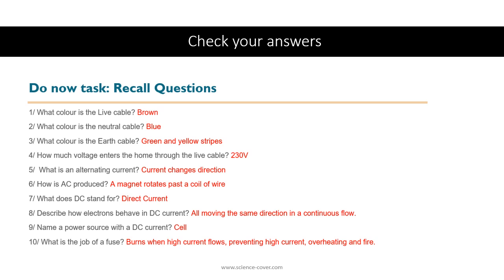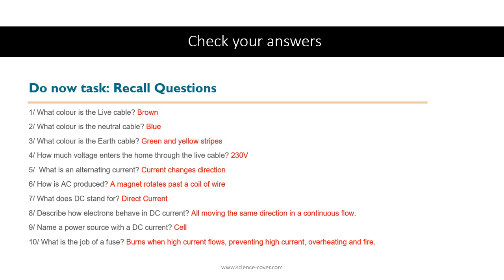Number 5, what is an alternating current? It's a current that changes direction. How is an alternating current produced? You have a rotating magnet that's going past a coil of wire. What does DC stand for? That will be a direct current.